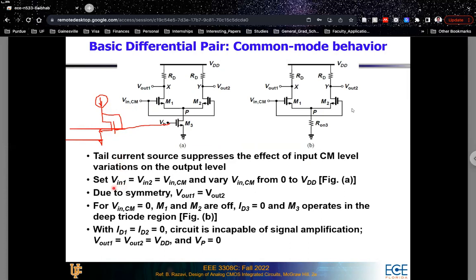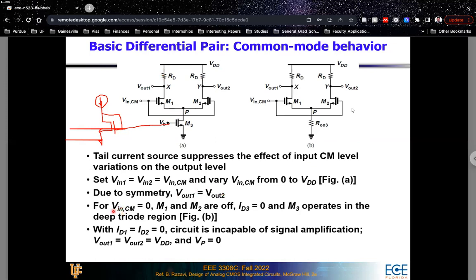Now, if you set your Vin1 to be equal to Vin2, equal to the common mode value of Vin, and now you vary your Vin from 0 to VDD, due to symmetry, your Vout1 will be equal to Vout2. Again, we are assuming that the transistors are fully matched and the resistors are fully matched, which will not be a scenario in a real experiment, but let's just assume that for simplicity.